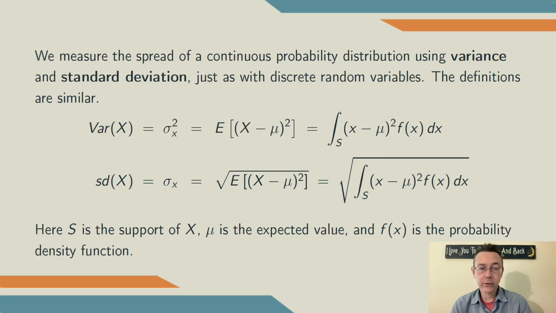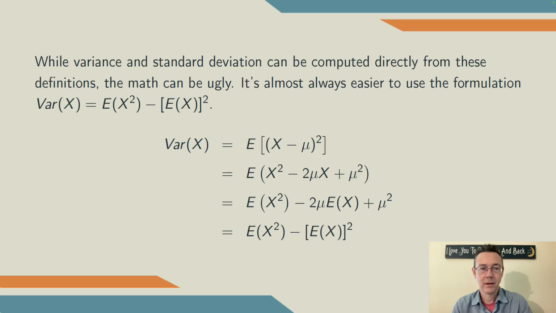In these equations that you're seeing here, S is the support of the random variable x, mu is the expected value, or mean, and little f of x is the probability density function. So I guess that's another small difference in the discrete versus continuous case. Here we have a density function instead of a mass function.